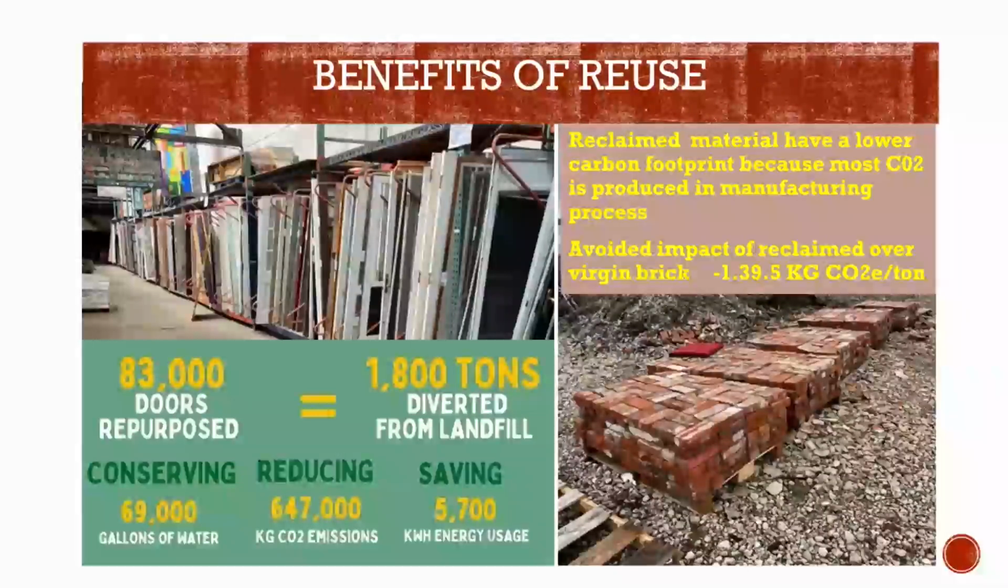Here's some of that environmental data collected during the metabolic study. You can see, again, because we track items, we have repurposed over 83,000 doors during the time we've been in place. You can see the tons, and what we've conserved in water and energy and CO2 emissions. We need to also look at the embodied carbon within reused building materials, so we can compare the environmental impacts of using a new material versus a reclaimed material. Next slide.